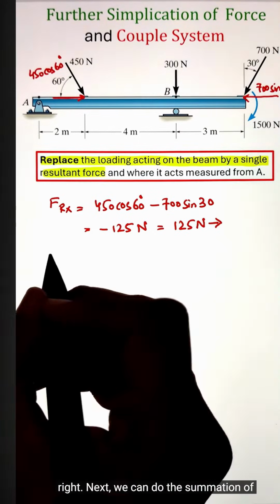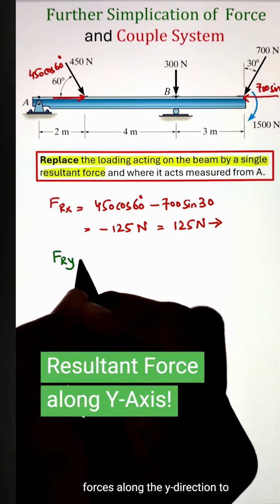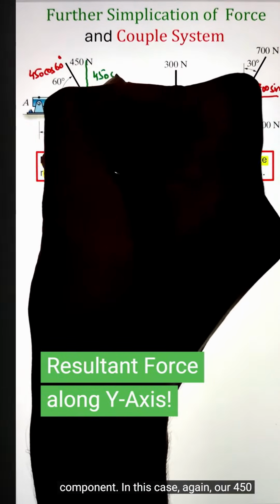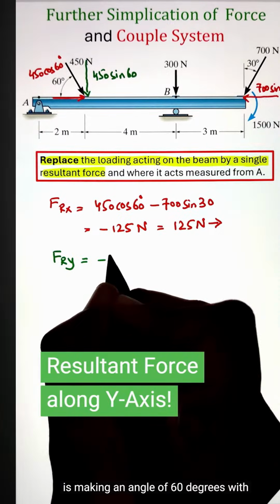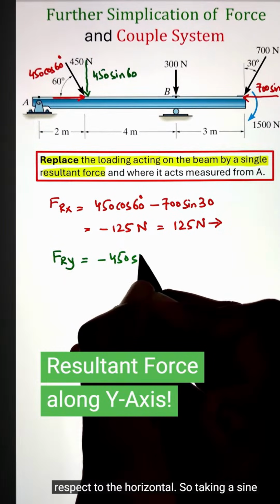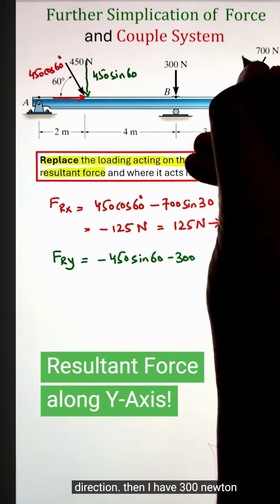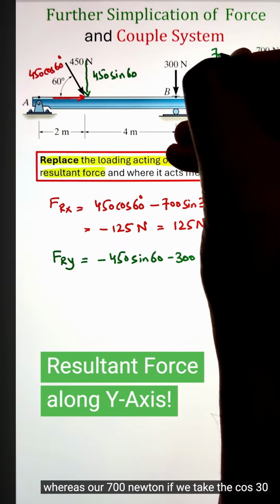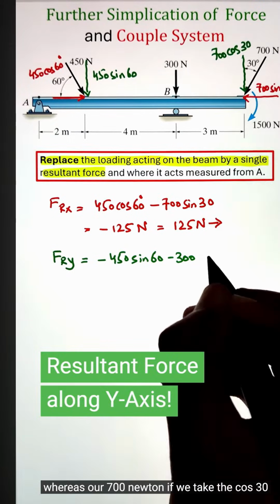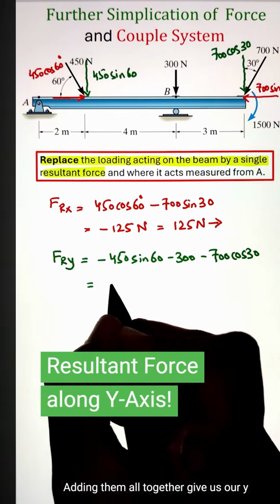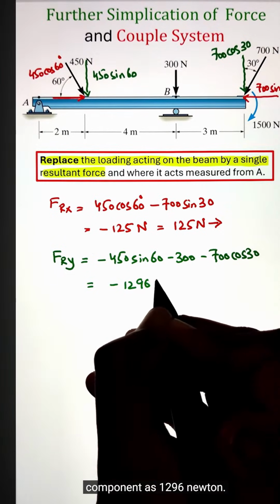Next, we can do the summation of forces along the y direction to figure out the resultant force y component. In this case, again, our 450 is making an angle of 60 degrees with respect to the horizontal. So taking a sine 60 function will project it downward. Then I have 300 Newton that is acting vertically downward, whereas our 700 Newton, if we take the cos 30 function, will project it downward. Adding them all together gives us our y component as 1296 Newton.